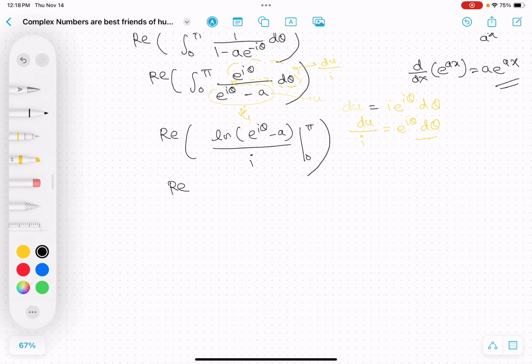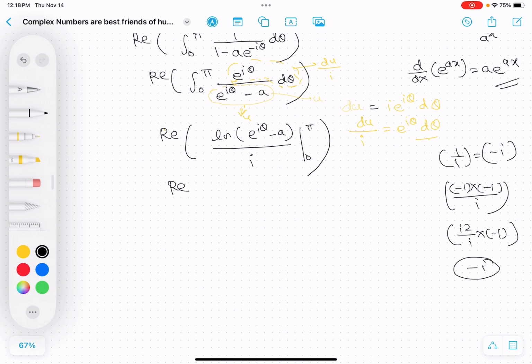Now we know that 1 by i is just negative i. That's because 1 is negative 1 times negative 1, right? And negative 1 is just i square. So this is i square by i into negative 1. So that becomes negative i, right? So this is the real part of negative i.